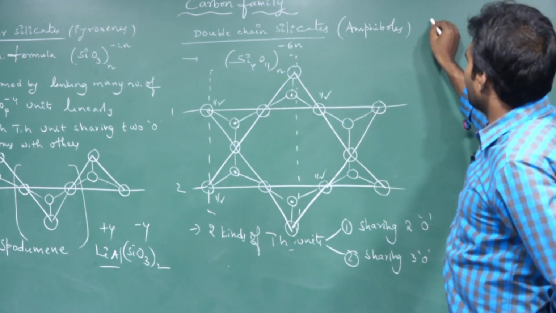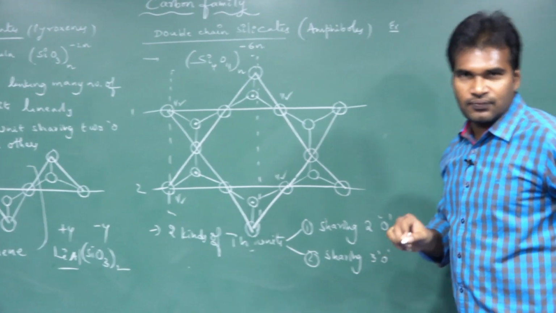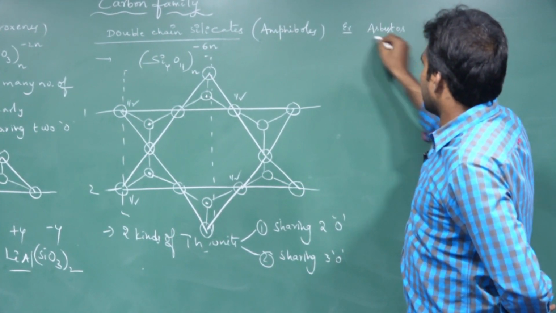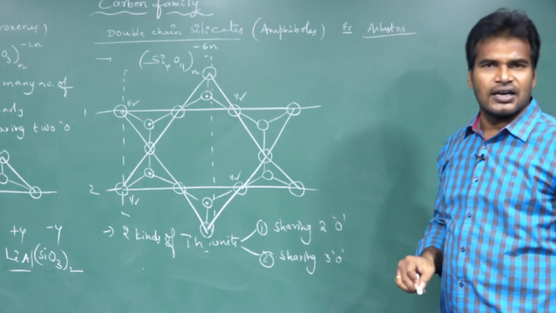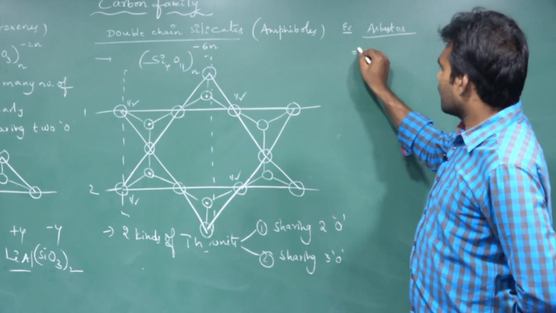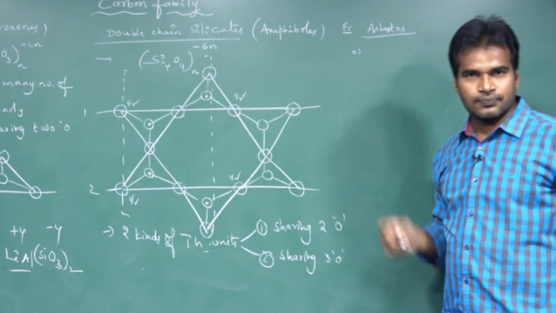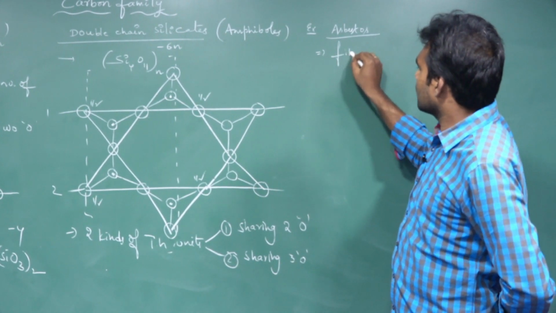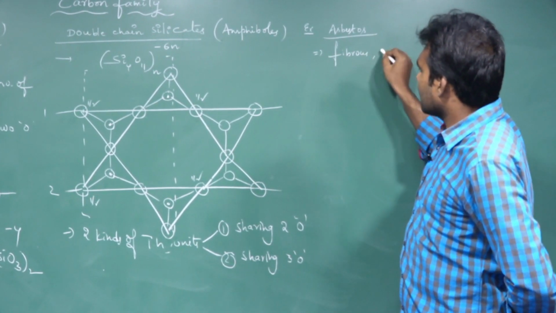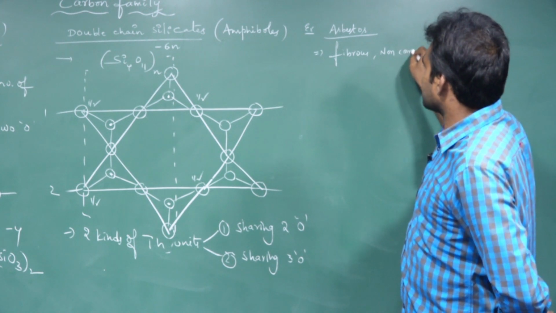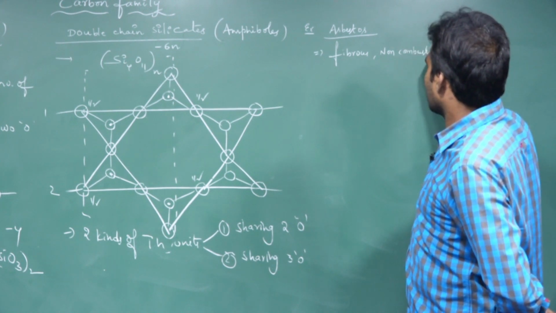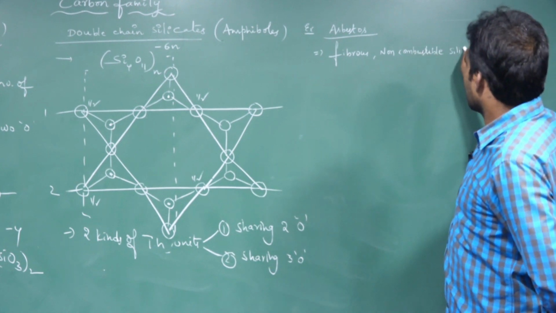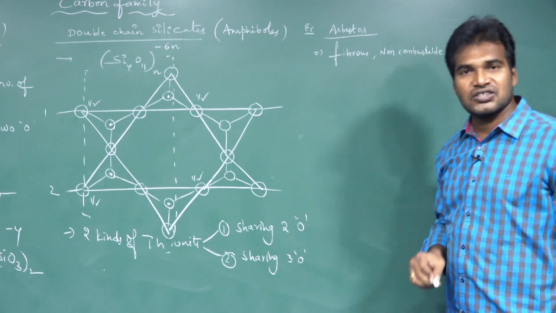What is the best example for double chain silicates? Asbestos. Asbestos is the best example for double chain silicates. And if you see the characteristics of this asbestos, it is a fibrous silicate, and also it is a non-combustible silicate.